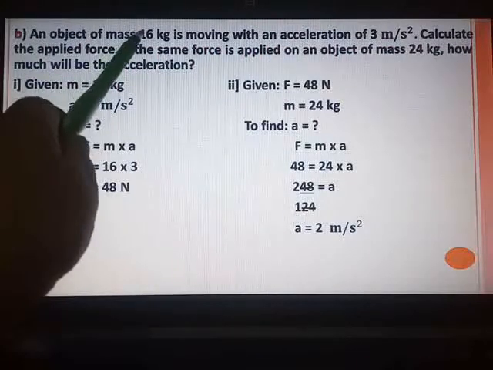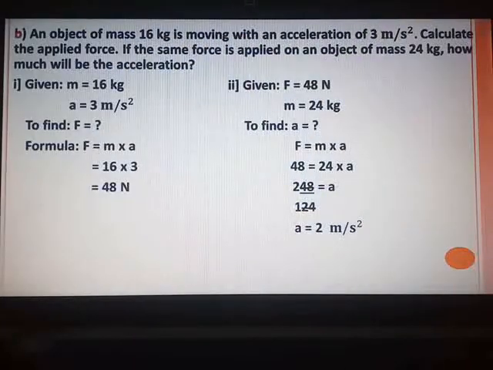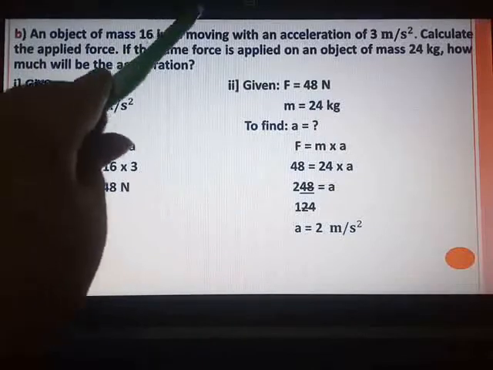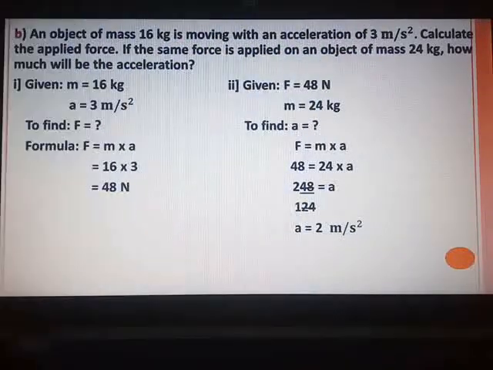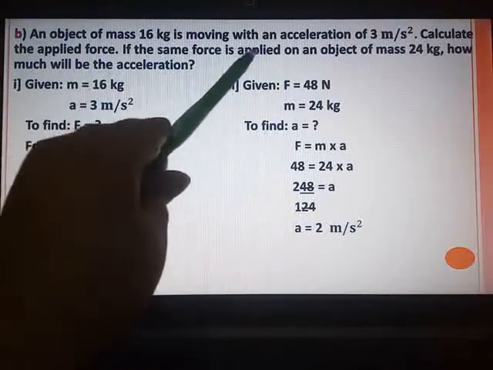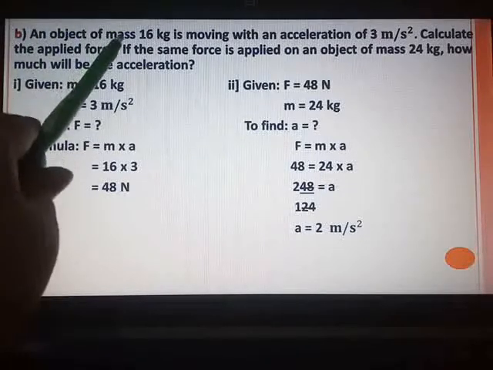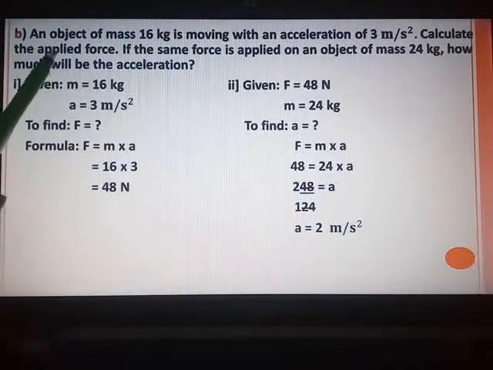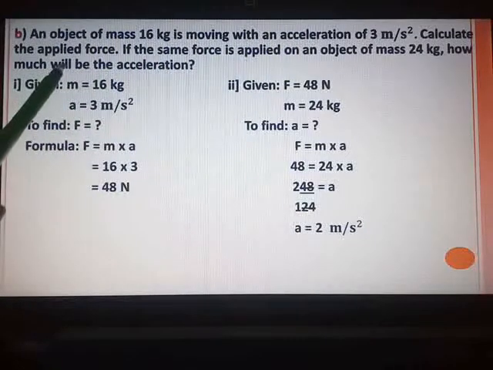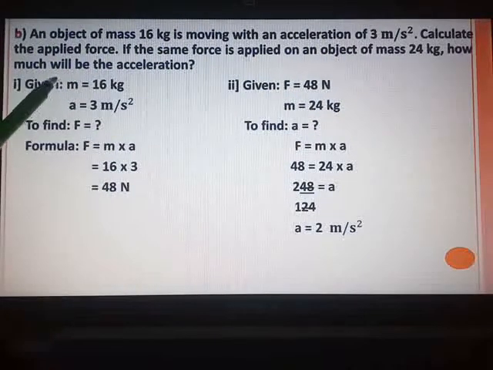An object of mass 16 kg is moving with an acceleration of 3 meters per second square. Mass of the object is 16 kg, moving with an acceleration of 3 meters per second square. Calculate the applied force. If the same force is applied on an object of mass 24 kg, how much will be the acceleration? So here the sum is divided in 2 parts. First part, they have given you mass of the object, acceleration, and you have to find the force. Taking that force into account, they have given the mass of the next object, you have to find the acceleration. So let us work out.